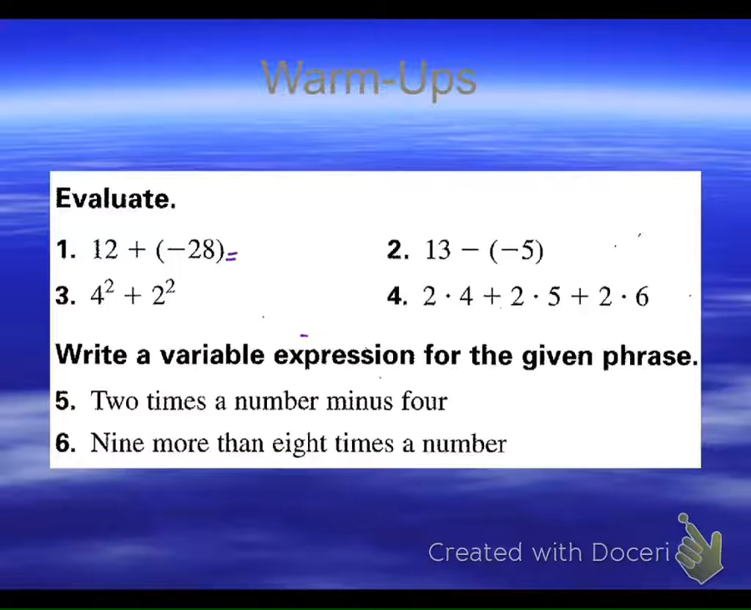What is it? 16. You're close. What are you forgetting? Which one's your bigger number? 12. Well, 12 is the positive number, but in the grand scheme of magnitude, 28 is a bigger number, or further away from 0. So since it has a negative, it stays with the problem. So we're going to have negative 16. Thank you. Nice job.